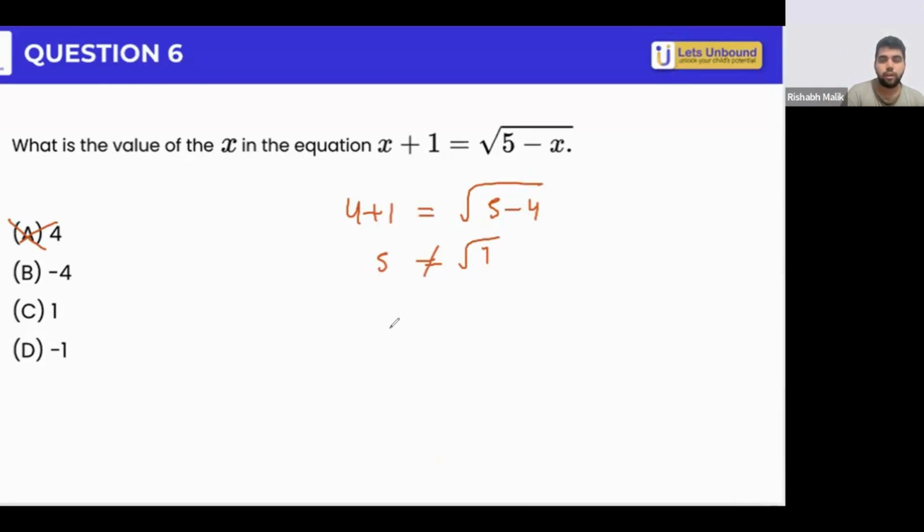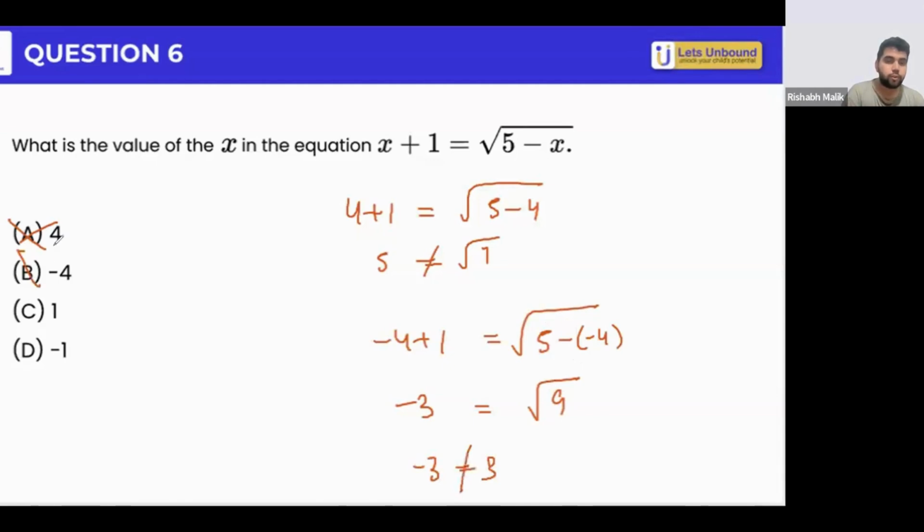Coming to minus 4, minus 4 plus 1 equals root of 5 minus 4. This becomes minus 3. And if some of you consider this as root of 9 and then take plus minus 3, you'll say this is the correct answer. But that's not, because this is the positive radical. It will only give me the positive answer. It becomes minus 3 equals 3. That is not possible. Hence, option B is also gone.